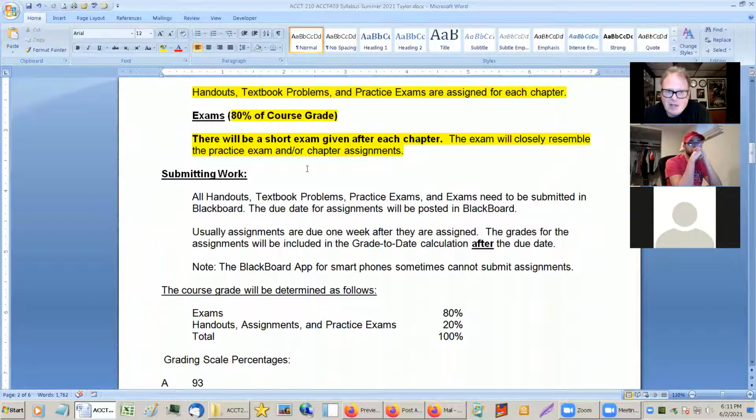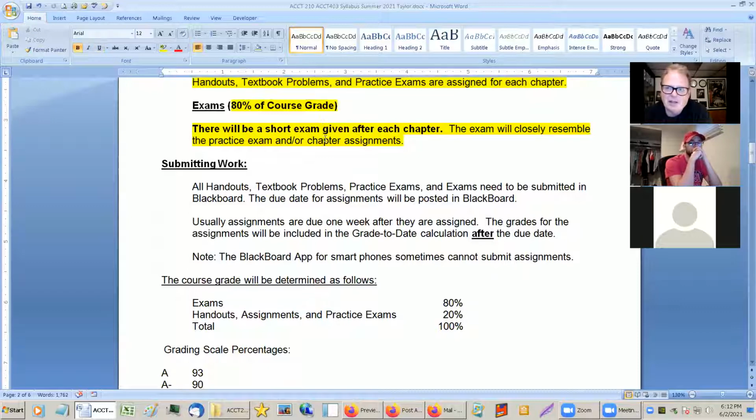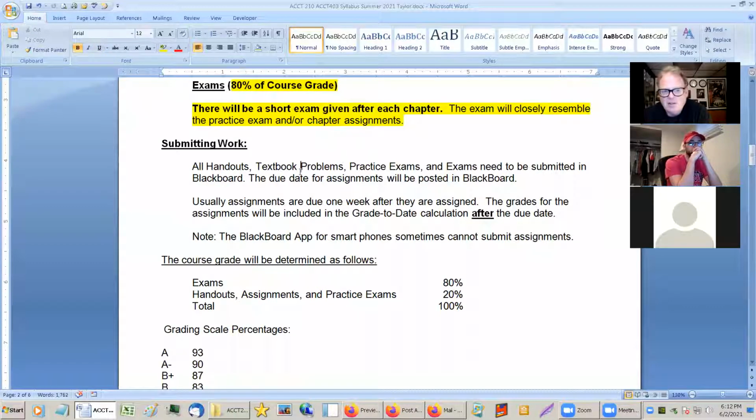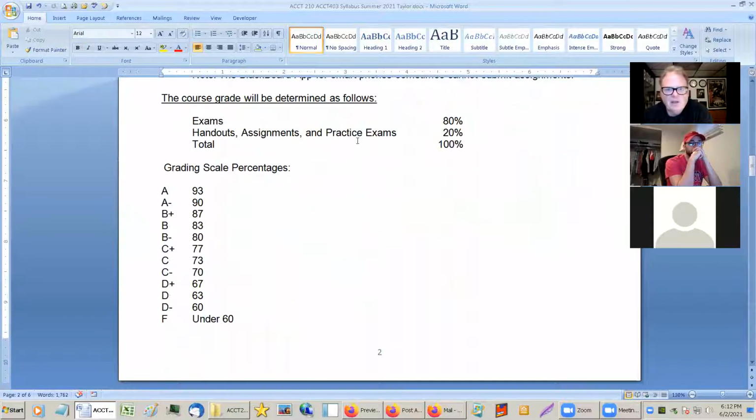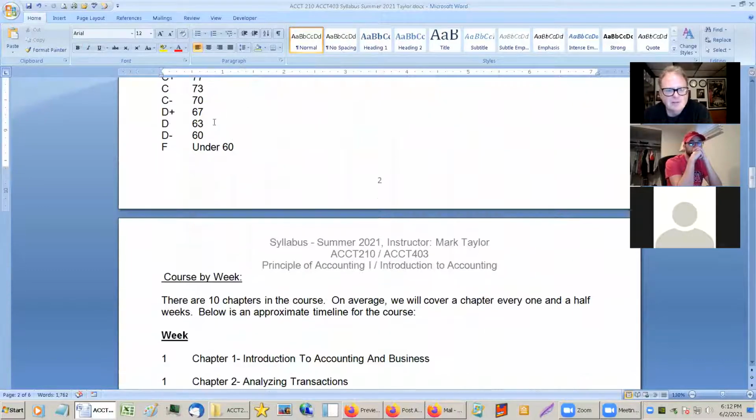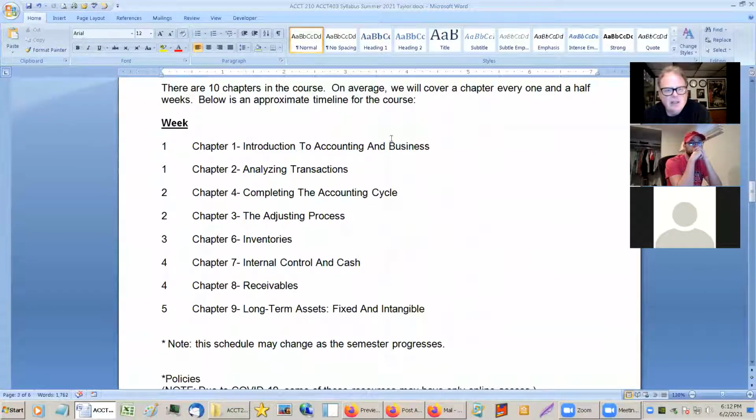Another thing is for incompletes. For incompletes, you generally have to have 75% of the classwork in. So if you're missing half the classwork when you get to week 5, there's really not going to be something. I've got to clear it with the dean to get an incomplete. So just keep that in mind, that it's a good idea to keep up with it. This is pretty much what we just talked about. Scale. Okay.